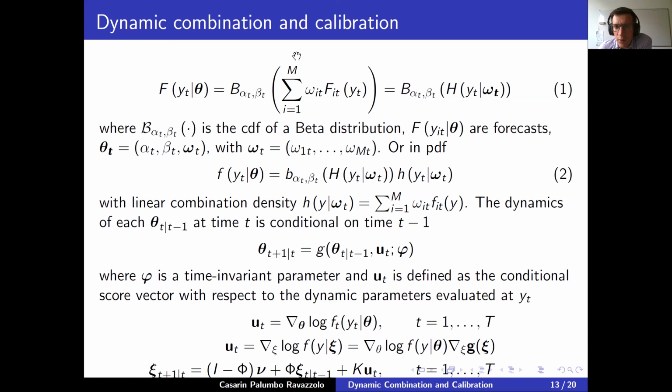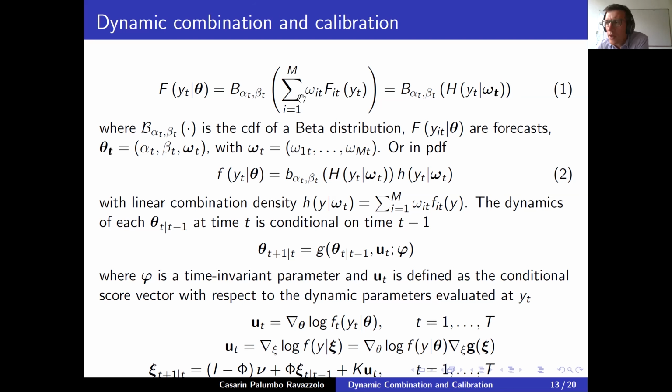You have a set of M different predictive densities, CDFs, for the variable Y, which we have built somehow. I'm not entering into the way. And what do you do in terms of combination? You give a weight to each of them. Usually these weights are positive and restricted to sum to 1, so you are sure that you will also have a density as output. And this is the combination.